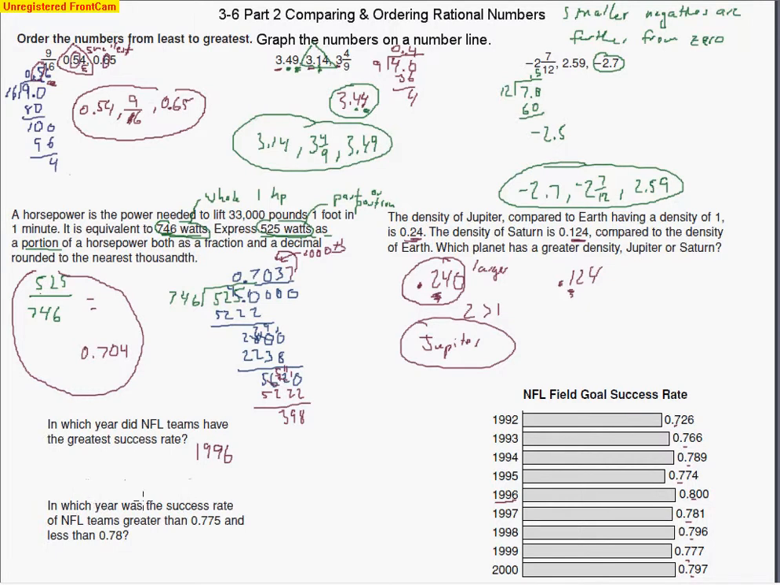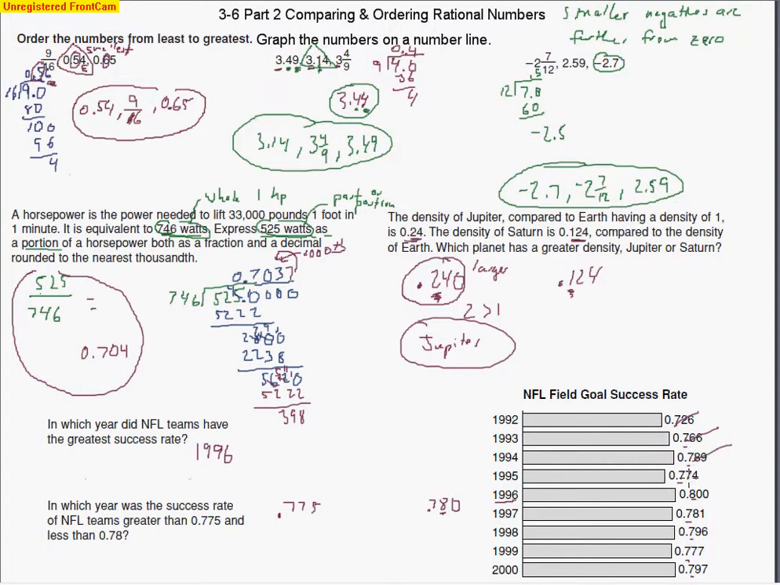And in which year was the success rate of the NFL's teams greater than .775 and less than .78? So it has to be in between these numbers. So we need to find one that's in between them. So we looked at the 7s, and then I need to see another 7. So I need to find another 7 here. So this one doesn't work because 2 is not a 7. So I'm looking at this number here. See, this is 6. I need to find a 7. And so this is an 8. Now I need something that is smaller, less than .78. So less than .78 would mean something smaller than an 8. So I need a 7 there. So that's not going to work.